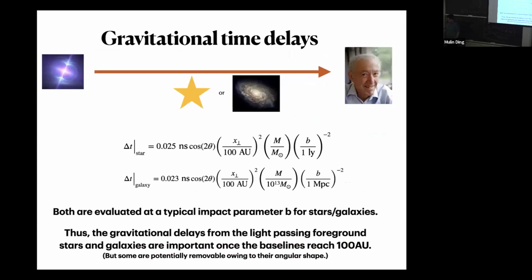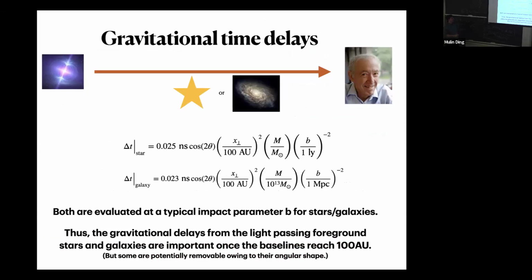Okay, so those are the plasma effects. The next effect you might worry about is gravitational time delays. Your FRB light might go by a star, or it might go by a galaxy, and a galaxy has a halo of dark matter around it, and this will impart some delay. And again, it's the differential delay.